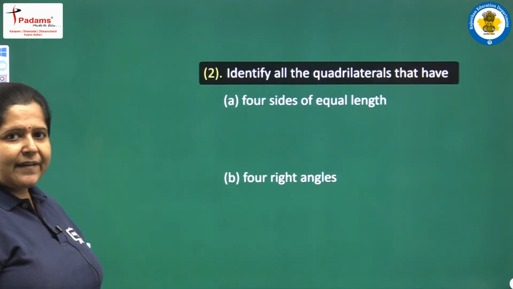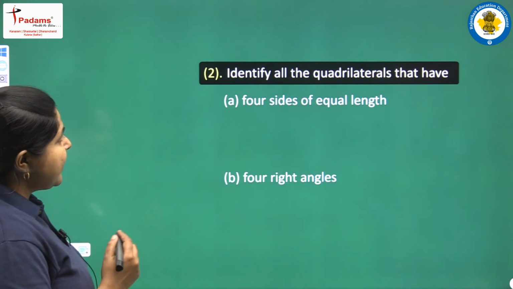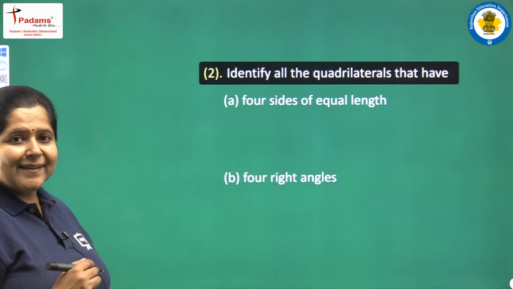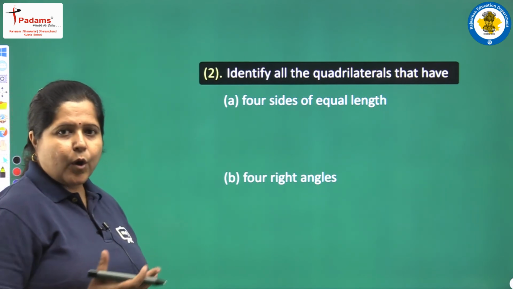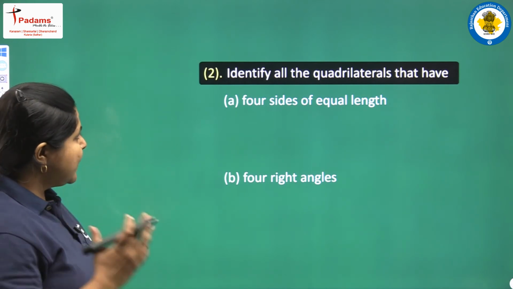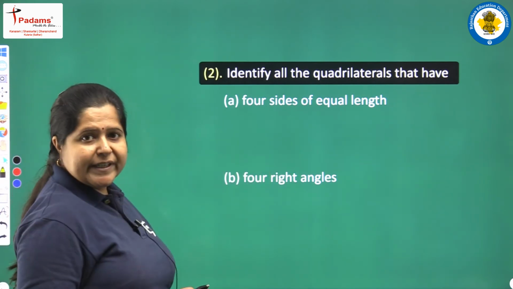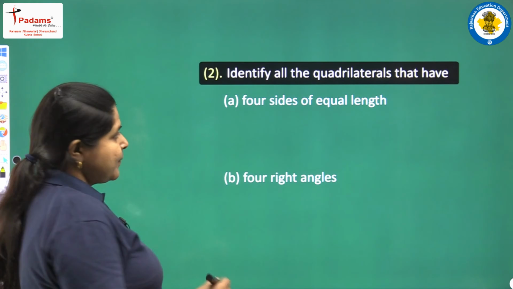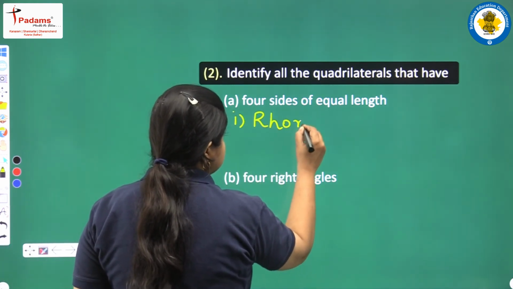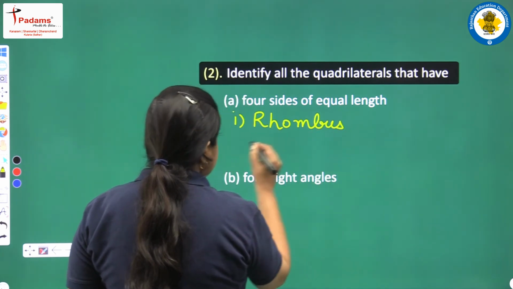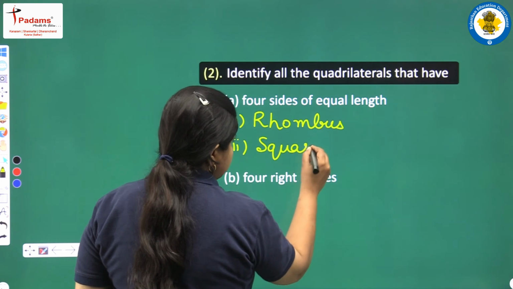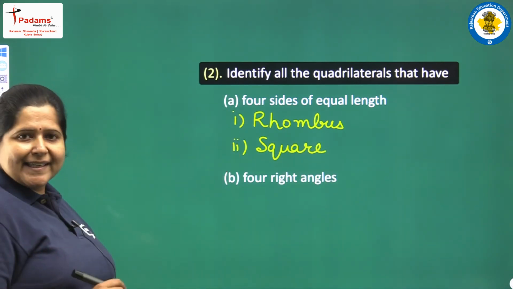Okay, next we have the second question. Identify all the quadrilaterals that have four sides of equal length. We now discussed all the quadrilaterals. Now we have to tell the quadrilaterals in which all the four sides are equal in length. Clearly they were two. First, a rhombus, and second, a square. Both of them have all the four sides equal.